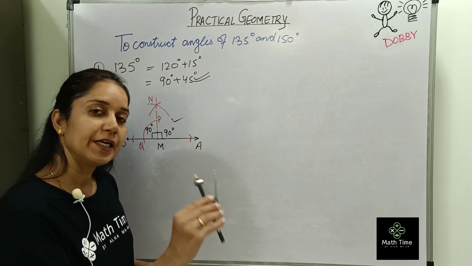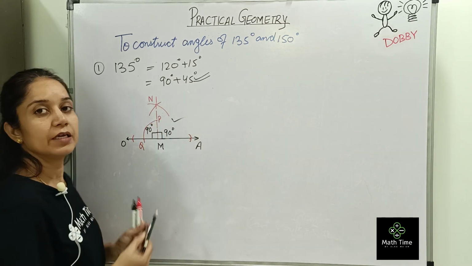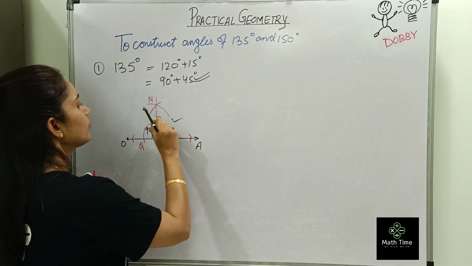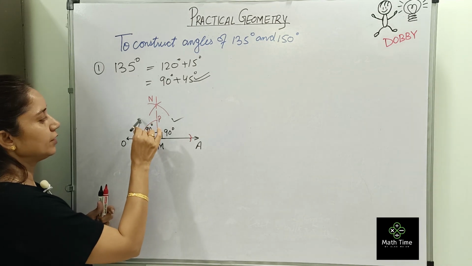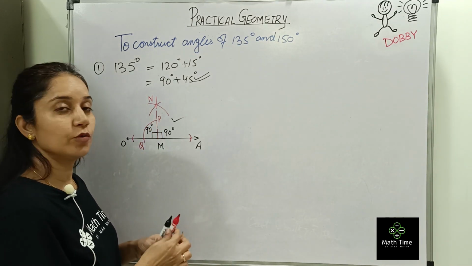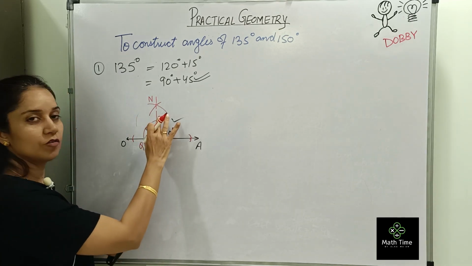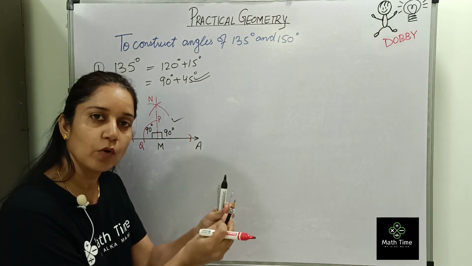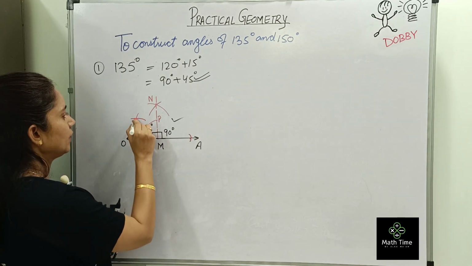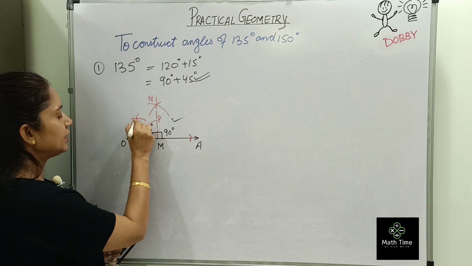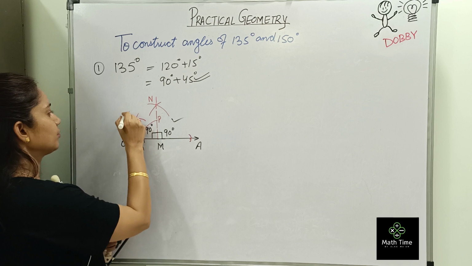Now with the same rounder setting, I am not going to disturb it. With P as center, make an arc in the interior of the 90 degree angle. With Q as center also, make an arc in the interior of the 90 degree angle. In your textbook, you must have observed it is written to open the rounder more than half of PQ. If you open the rounder a little bit more from the previous setting, then also you will get the correct construction. Done? Now, wherever it is intersecting, let us name it X.